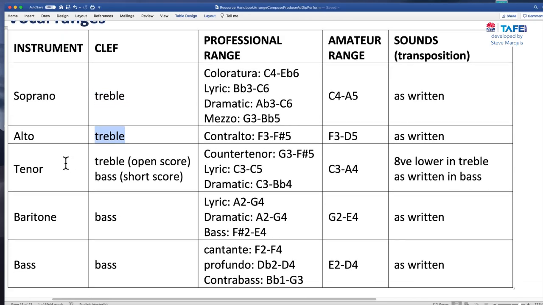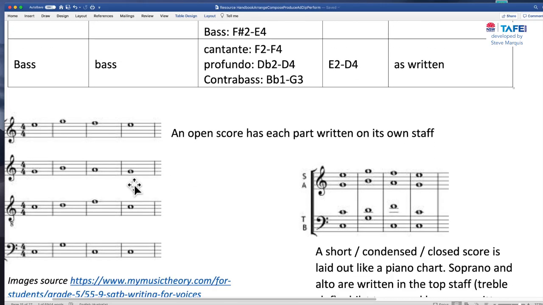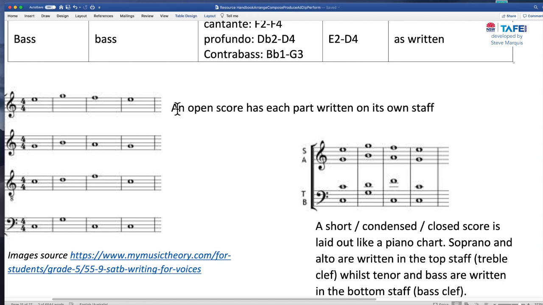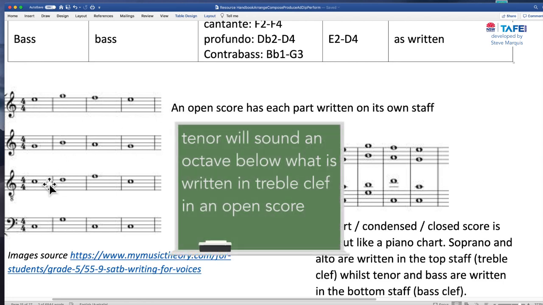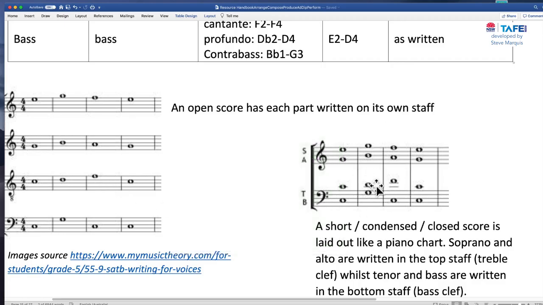For tenor, baritone and bass, you write them basically in bass clef. Now the difference here between open score and short score, if we look down the page, an open score has soprano, alto, tenor, baritone. And you can see there that the tenor is written in a treble clef. But in a short score or condensed score, the soprano and alto sit in the treble clef and the tenor and bass sit in the bass clef.